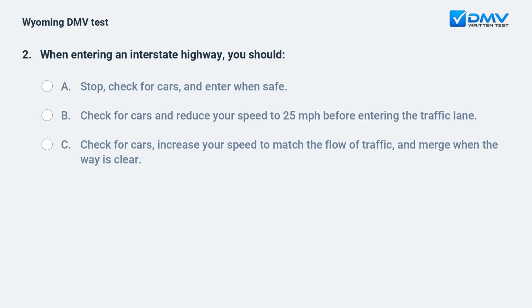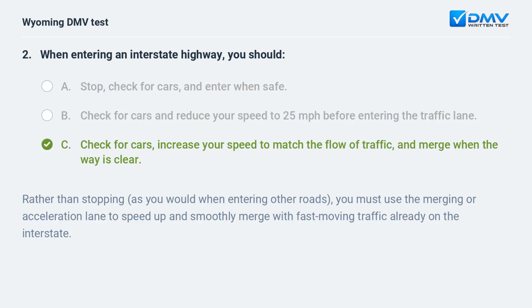When entering an interstate highway, you should A. Stop, check for cars, and enter when safe. B. Check for cars and reduce your speed to 25 miles per hour before entering the traffic lane. C. Check for cars, increase your speed to match the flow of traffic, and merge when the way is clear.